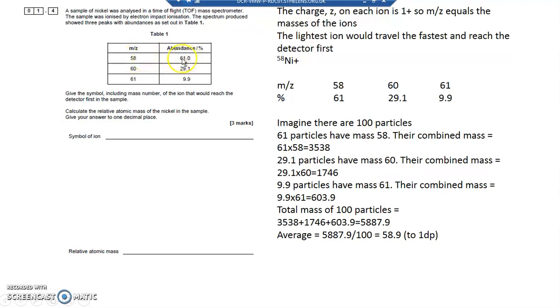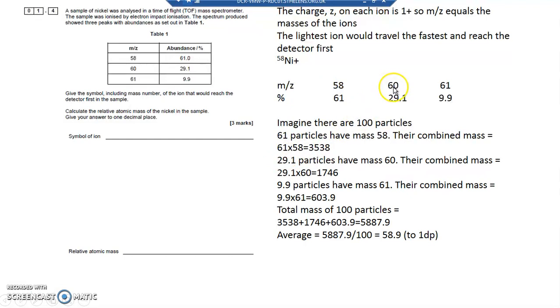61 of these ions out of the 100 have a mass of 58, 29.1 of the ions have a mass of 60, and 9.9 of the ions have a mass of 61. So mass 58, we've got 61 of these. Mass 60, we've got 29.1 of those, and mass 61, we've got 9.9 of these out of 100 ions. So imagine there's 100 particles, 61 of them have mass 58, so let's multiply those two together. So their combined mass is 61 multiplied by 58, 3538.